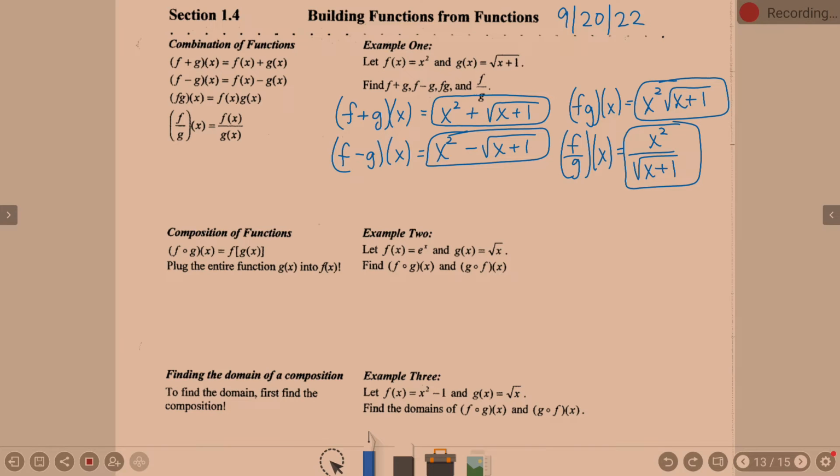This is the one I want to focus on, the one that's always a little bit more of a struggle: composition of functions. That's the fancy formal word. When we talk about composition of functions, first of all, it uses that little open circle, not a multiplication dot. That's called a composition circle. And this says f composed with g of x.